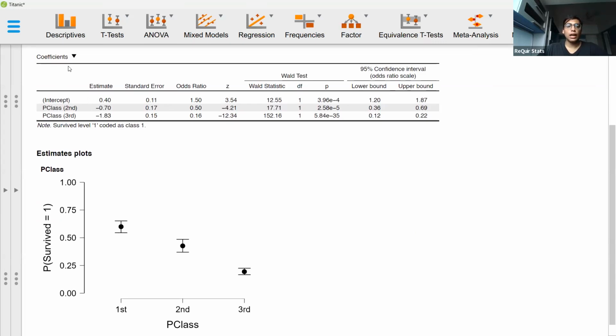And now in the coefficients table, this estimate is, as I said, the log odds. The odds ratio is what we are concerned with, and of course the 90% confidence intervals and the p-values.